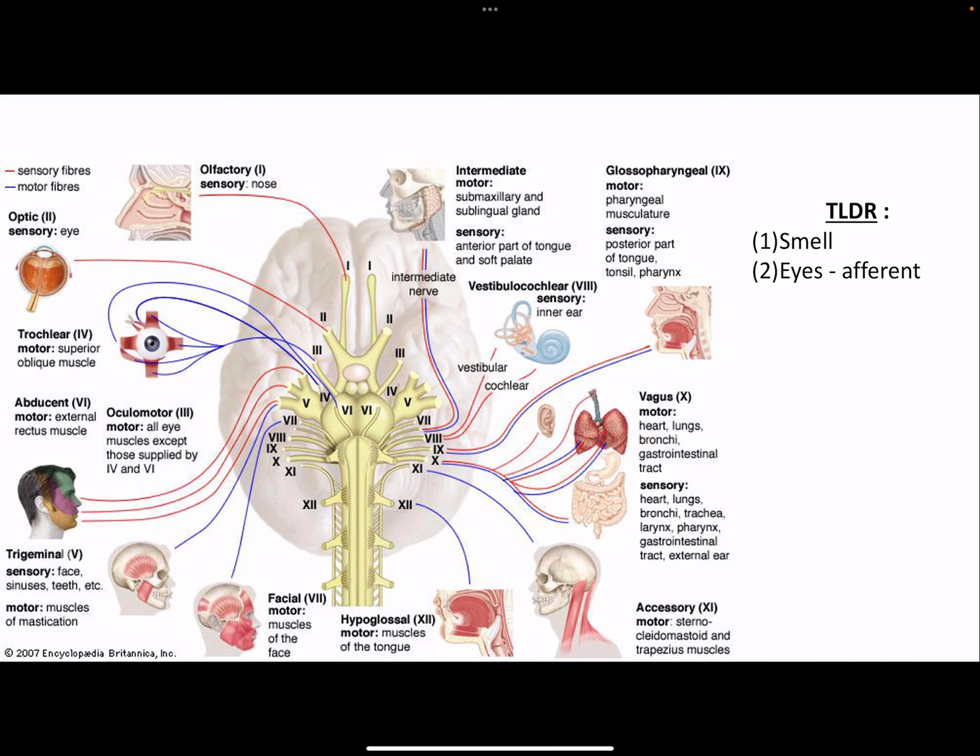2 is afferent, the optic nerve. 3 is going to be efferent, controls most of the muscles. 4 is going to be specifically the superior oblique. Remember, SO4 is how I remember this. And it kind of does the opposite of what it says. The superior actually brings your eye down, so it's specifically going to be down and in. So if you want to read a book, or look down the stairs, you need your cranial nerve 4 to be working, the trochlear nerve.